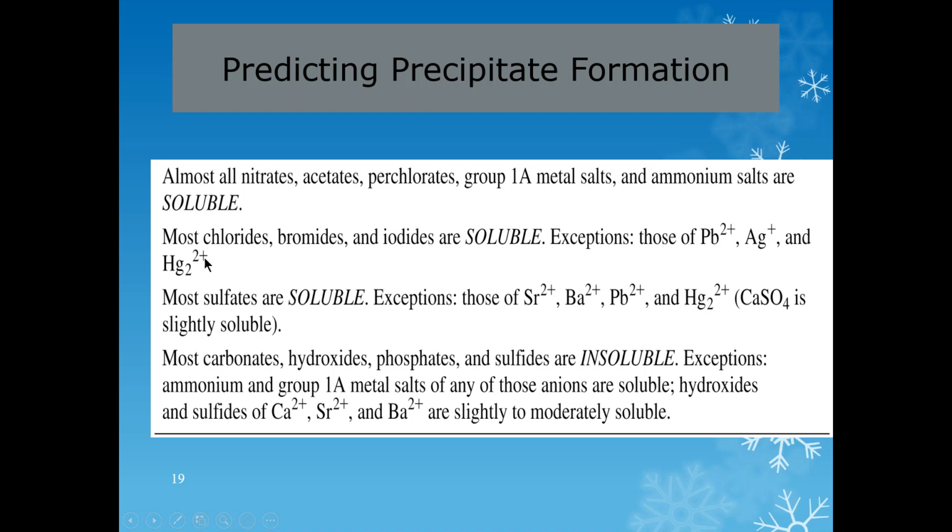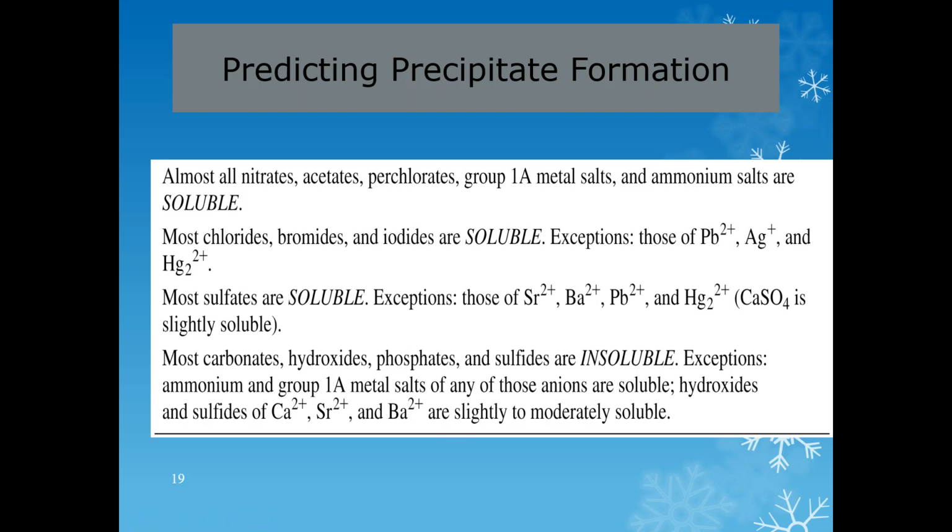Then we have the next line which says most chlorides, bromides, and iodides are soluble, but there are certain exceptions. And those are lead 2 plus and silver plus and mercury 1, all right? So any compound that fits this description would be soluble, but of course you need to note the exceptions to that particular line, all right? And of course you see some other descriptions about other types of compounds as to whether or not they'll be soluble or insoluble. So you can use this as a guide to make predictions as to whether or not a precipitation reaction will take place.